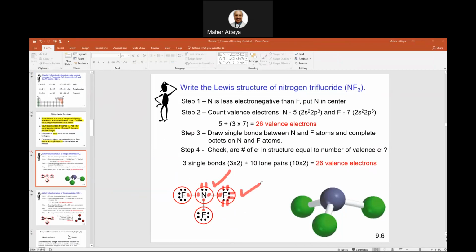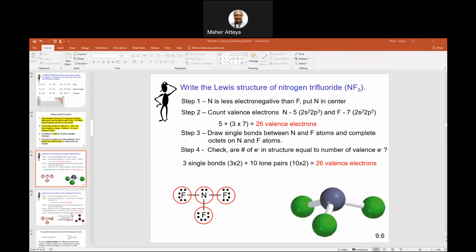Octet is good. So the octet, they have 8 valence electrons surrounding them, whether they are bonded or non-bonded. Does not matter. The main thing is you add them all up, they are 8. So the octet rule is held here, correct? So this is the final Lewis dot structure of nitrogen trifluoride.